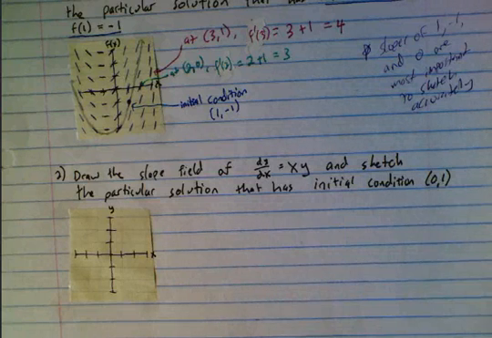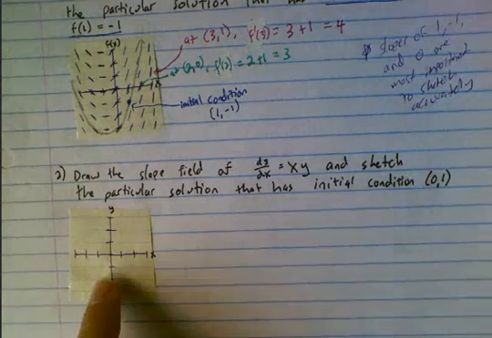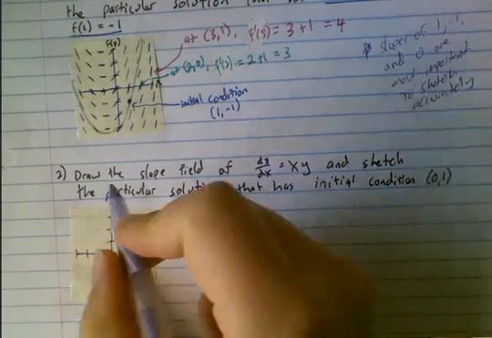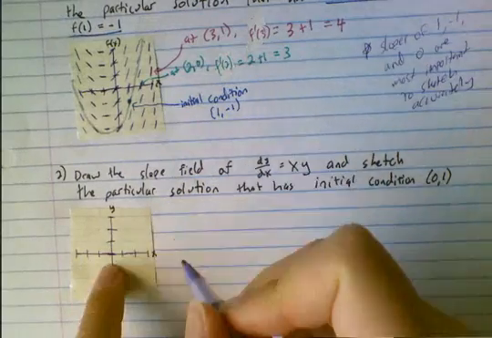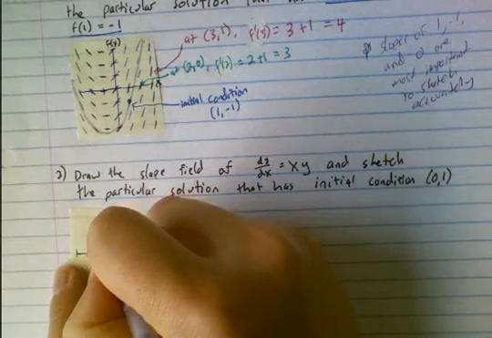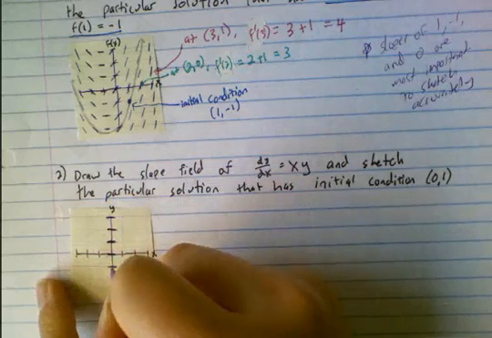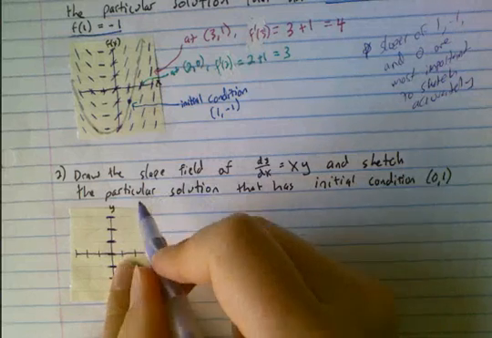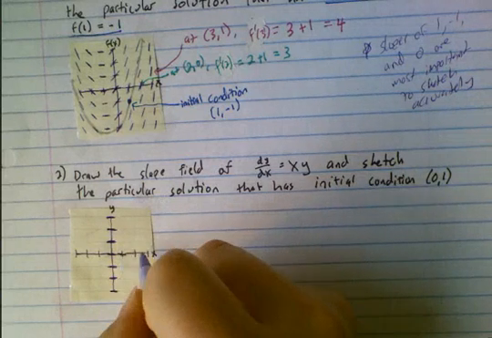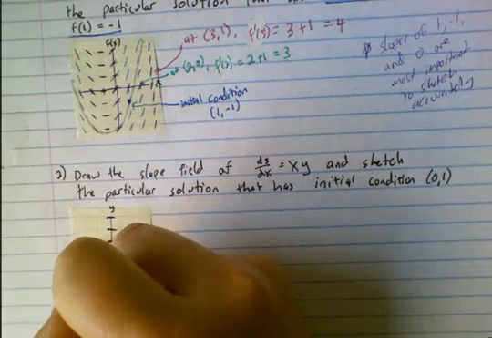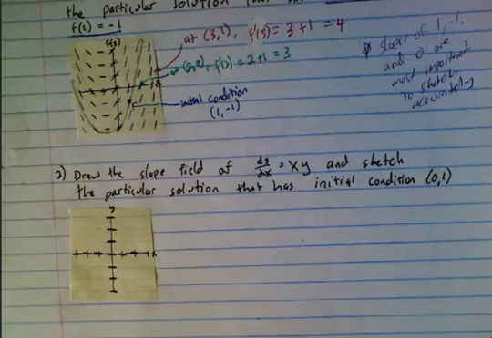And what we can do is we can just go point by point and figure out what the slope is. So at (0, 0), 0 times 0 is 0, that's a flat slope. At (0, 1), 0 times 1 is 0, a flat slope. This is true for all the times when x equals 0. It's also true for all the times when y equals 0. So 1 times 0 is still 0, 0, 0, 0, 0, 0.